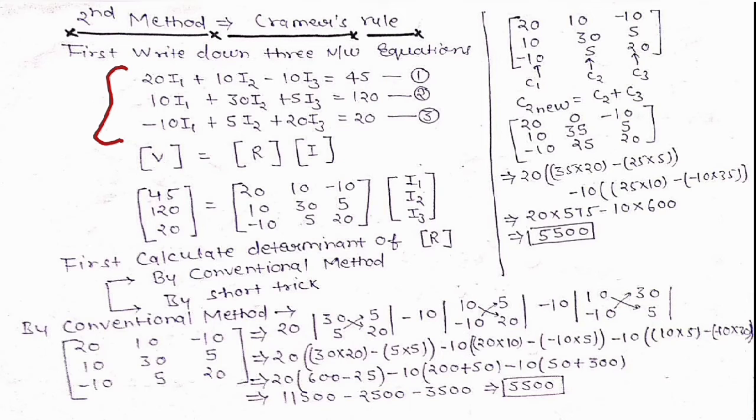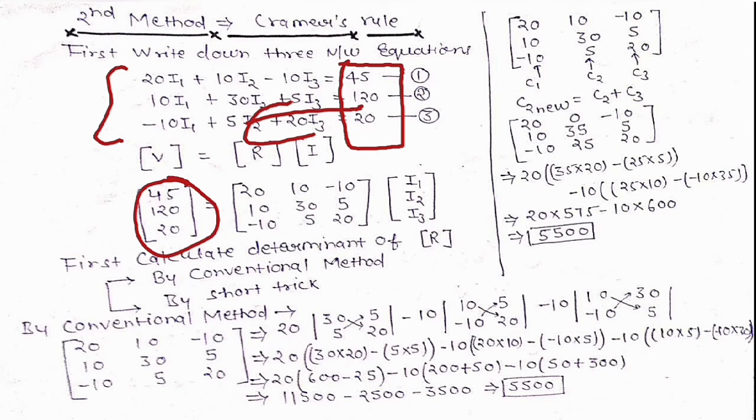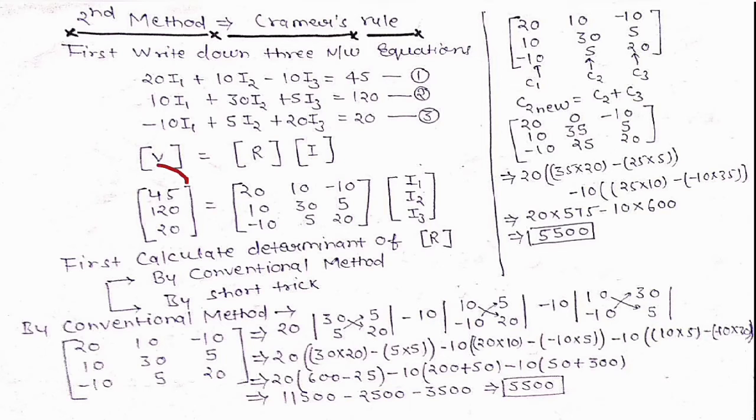We know Ohm's law, V equal to I into R. So in the matrix we will also follow Ohm's law. So V, all the values, 45, 120 and 20, you put here in the matrix, in the same series. Then you write down the values of I and R, because all of these are voltage equations, so each element is a voltage. Here you see 20 is the resistance, and this one is the current: I1, I2, I3.